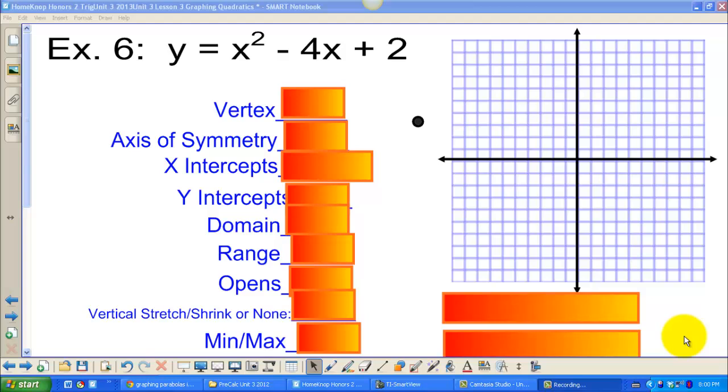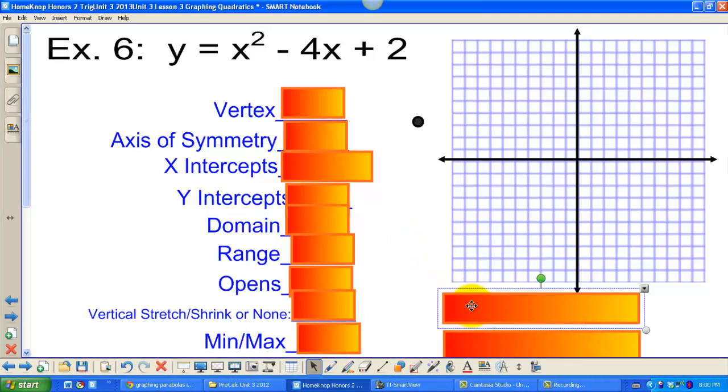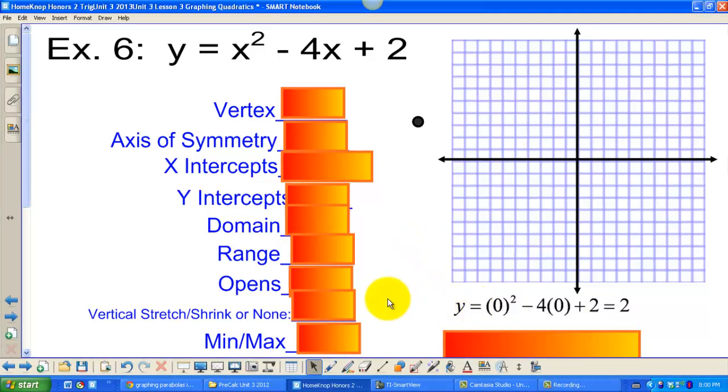Well, one thing that is easy to calculate is the y-intercept. It's 2, because if you just put 0 in for x, 0 squared minus 4 times 0 plus 2 equals 2. So it's simply the constant. So I know that the y-intercept is 2, and let's go ahead and plot that. We'll plot its mirror later. Now I do know that the domain is going to be all real numbers.